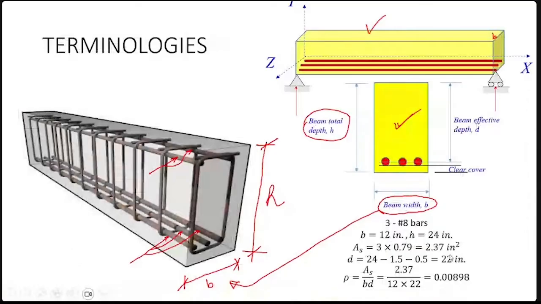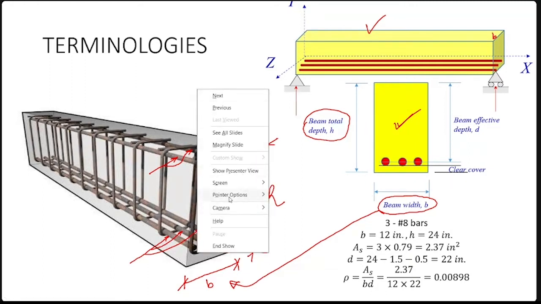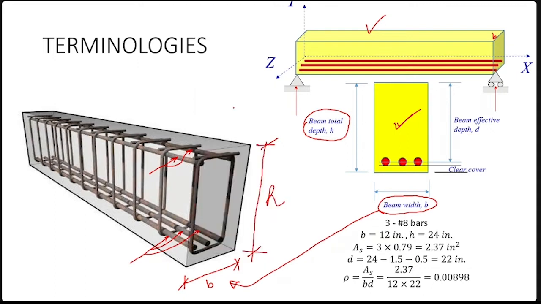Effective depth is different from the total depth. Total depth is from the top to the bottom. You calculate the total depth exactly from the top surface of the beam to exactly the bottom surface of the beam. So from the top surface to the bottom surface, that's the total depth. Effective depth is something different.